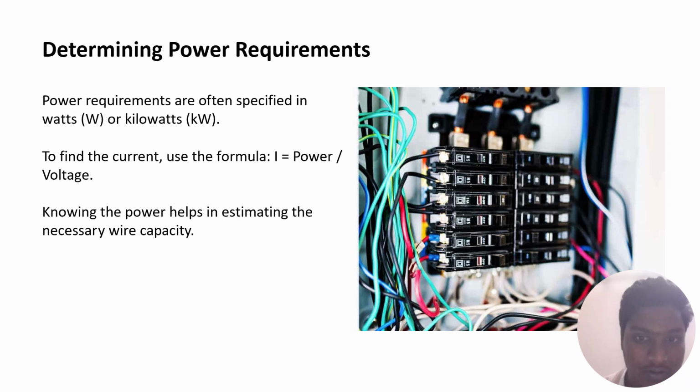You can see the image of the power requirements. The power requirements are often specified in watts and kilowatts. To find the current, we use the formula of power divided by voltage. And knowing the power helps in estimating the necessary wire capacity. This is the power requirements.